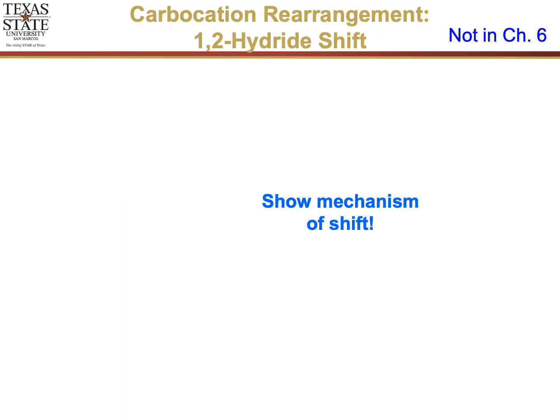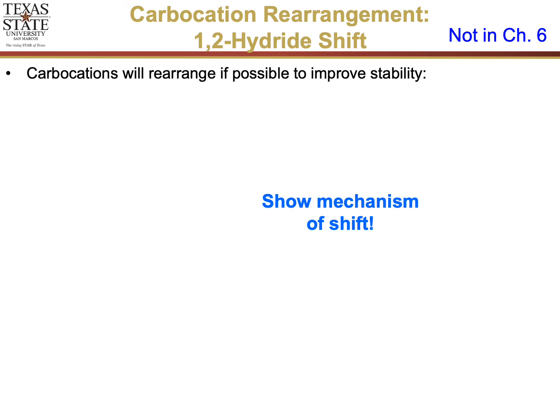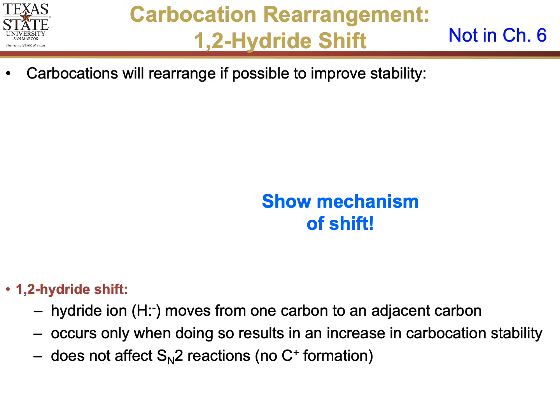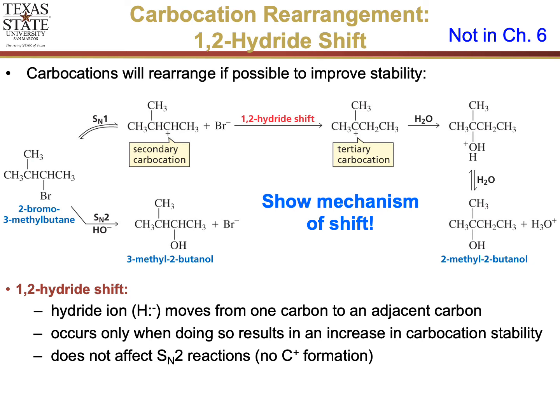Now, what's also possible when we have a carbocation is that the carbocation will want to create the most stable carbocation possible. So what that means is we have the possibility of transferring a hydrogen from one carbon to another to create a more stable carbocation. Okay? So if we start with a secondary carbocation and it's possible to move a hydrogen over one carbon to make it into a tertiary carbocation, it will. So let's look at that top reaction here.